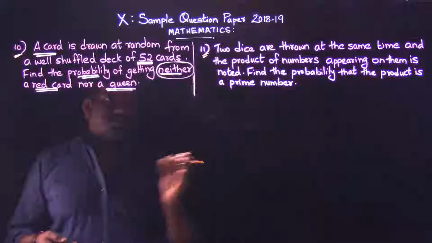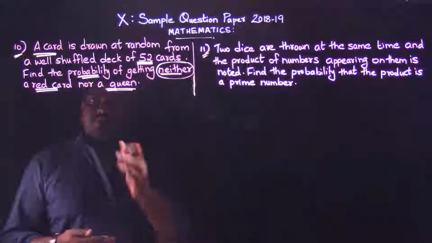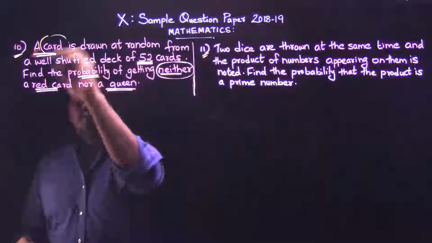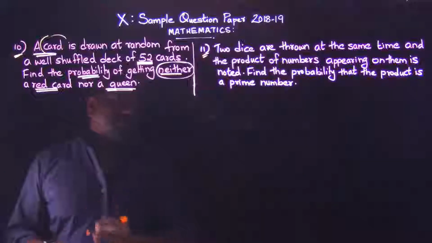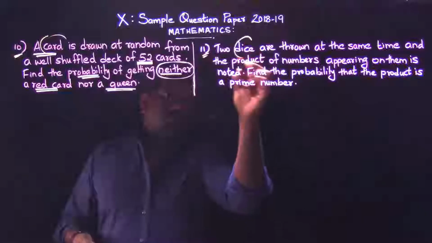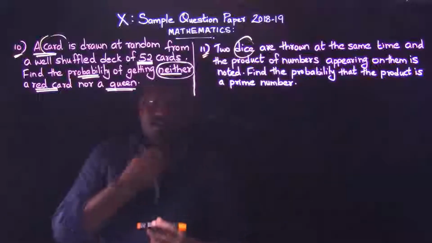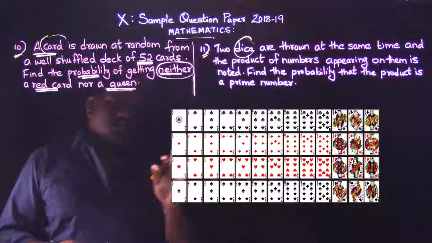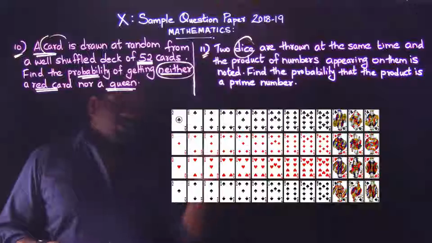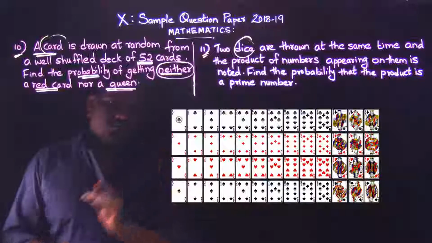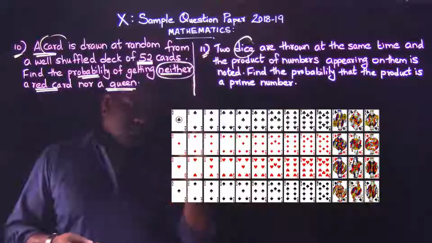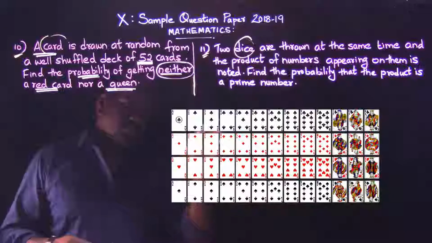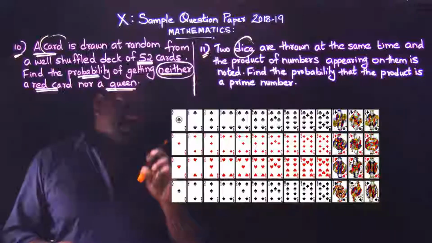In this case, the model question paper has given a problem based on cards, and the other one based on dice. First, deal with the cards. What do you know about the cards? These are the cards where you have four symbols. You can see there are two sets in red and two other sets in black.